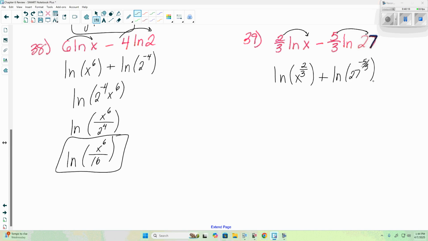Since we have two logs being added, we can rewrite it as a single log with what's inside being multiplied. And again, the 27 is to the negative 5/3. So to make that exponent positive, we've got to move it from the top of the fraction to the bottom.